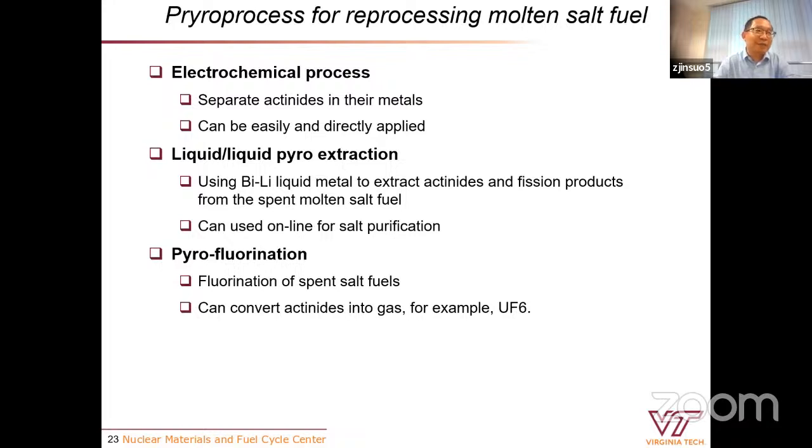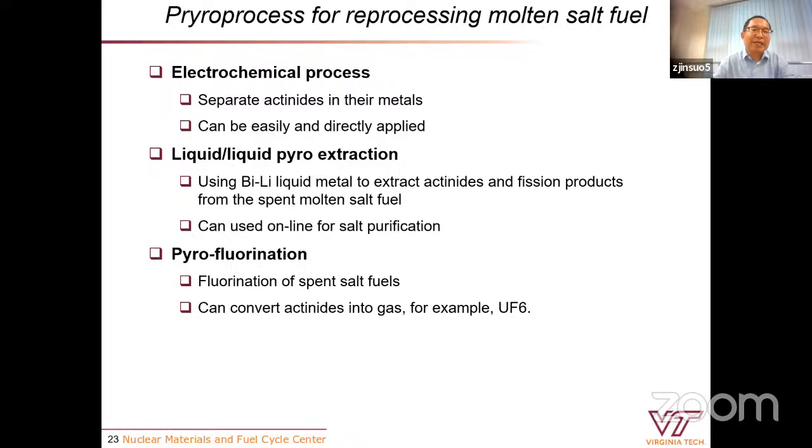Because our spent fuel is the molten salt, and this process is operated in molten salt. That means it's simple to use an electrochemical process to separate or purify your salt, including separating actinides. This can be easily and directly applied. That's a very good thing, and you can see the pyrochemical process in detail in one lecture, because we have a very clear application in our molten salt spent fuel treatment.